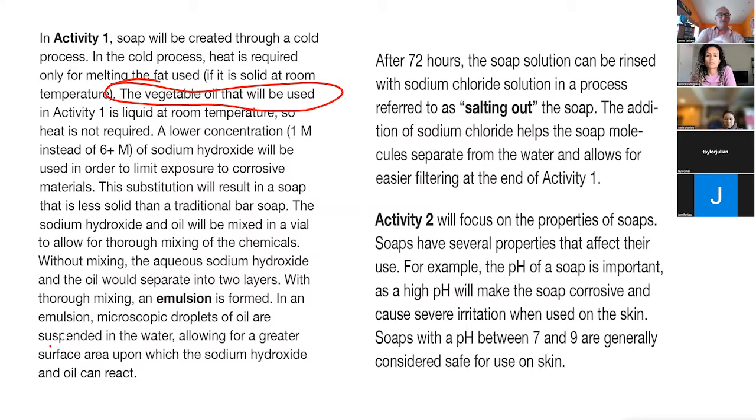And so we'll be using vegetable oil and 1 molar sodium hydroxide. So it'll be less solid than your typical bar soap, but it'll still be solid. It'll be a little mushy. So we're going to mix those 2 together and try and mix them as well as possible.